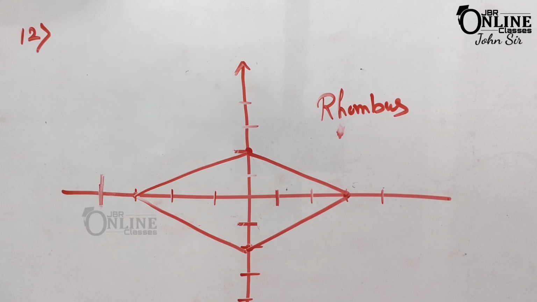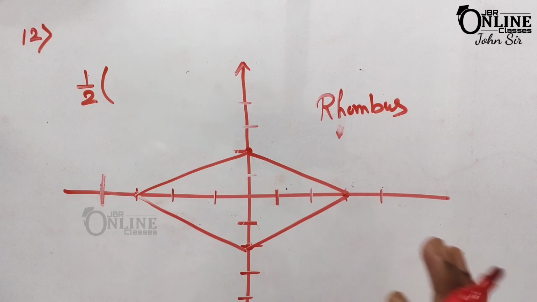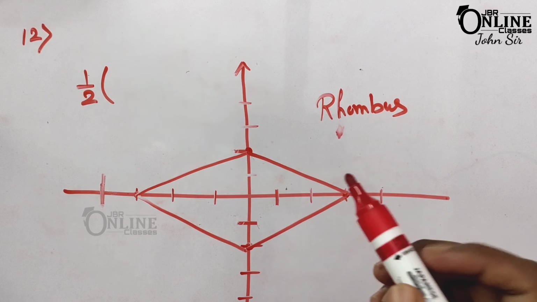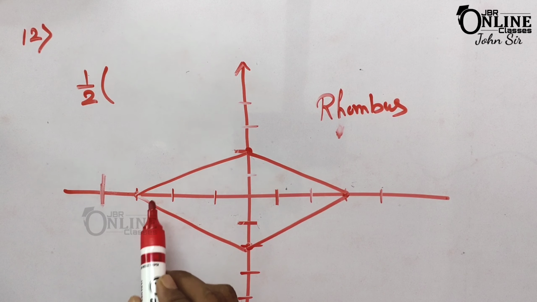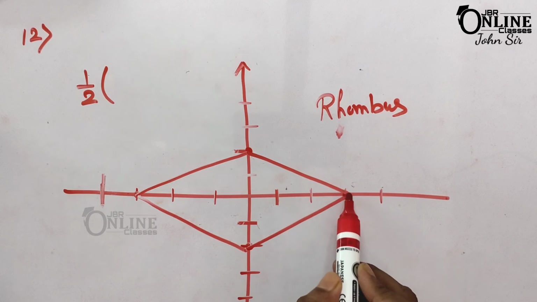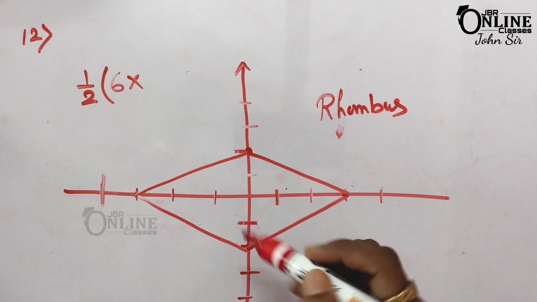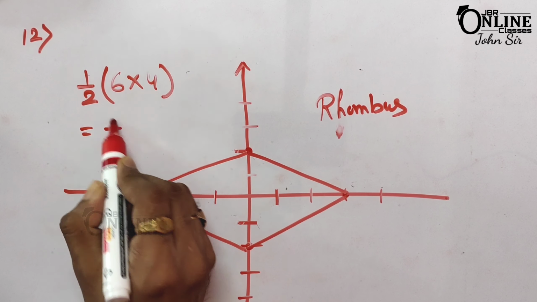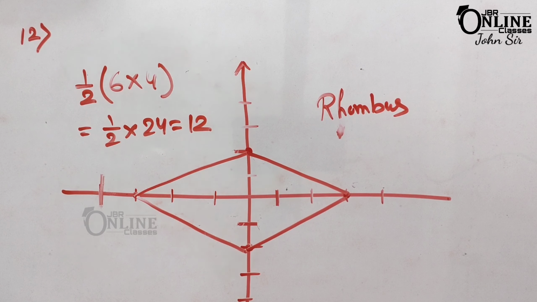Now you have to find the area of that rhombus. You know the formula: half into the multiplication of the two diagonals. That means you have to find the length of this one and the length of this one. So 1, 2, 3, 4, 5, 6, so this one is 6 units and this one is 1, 2, 3, 4 units. So that equals half into 24, that equals 12 unit square. So 12 unit square is your answer.